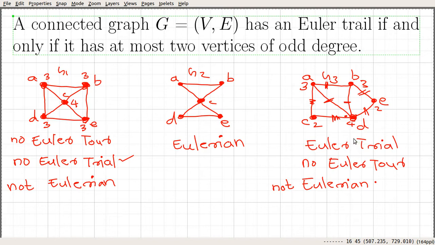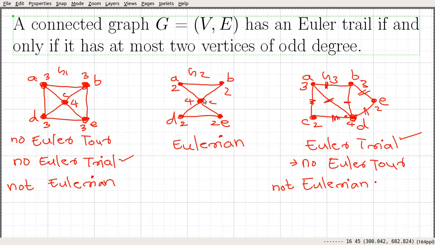So it has an Euler trail, and because of the previous theorem, we can see that this graph doesn't have an Euler tour. Here again we can see that it has exactly 2 vertices of odd degree. Similarly, if you look into this graph, it is Eulerian. It has an Euler tour, and since it has an Euler tour, it will have an Euler trail. The degree of this is 2, this is 2, this vertex is 4, this is 2.